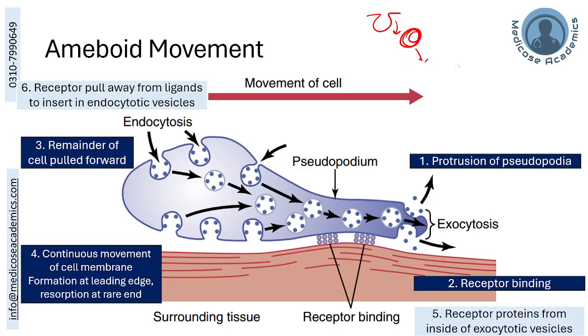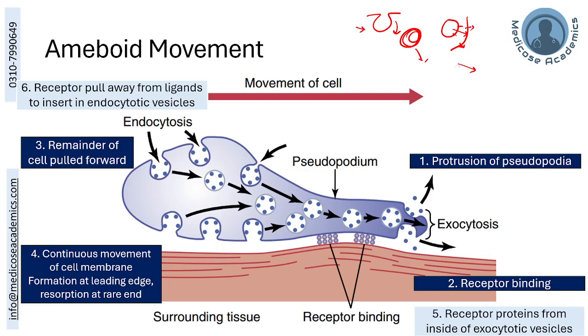The cell membrane is getting resorbed on the rear end because of continuous formation of the endocytotic vesicles over here, and the receptors being pulled into the vesicles, and these vesicles are fusing at the front or the leading end. And when this vesicle fuses with the cell membrane on the leading end, these receptor proteins now become part of the cell membrane over here. So this is simply the recycling from the rear end to the leading end.